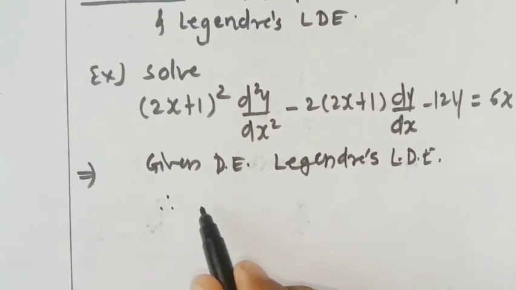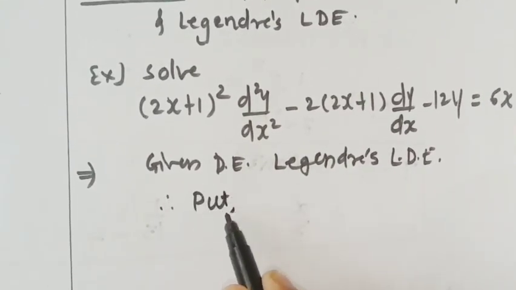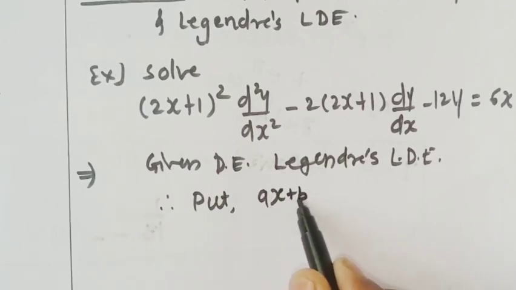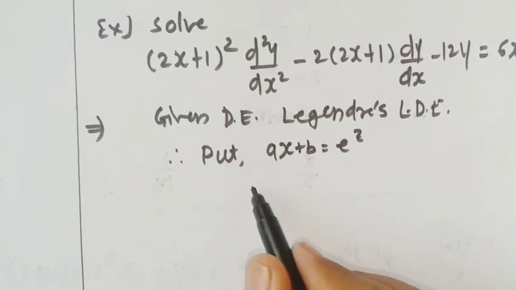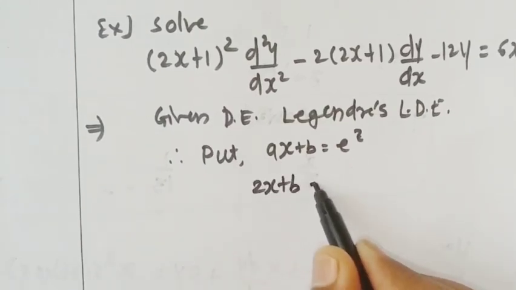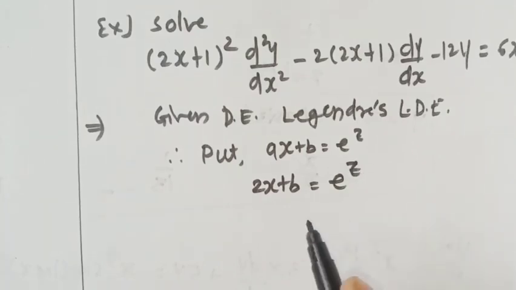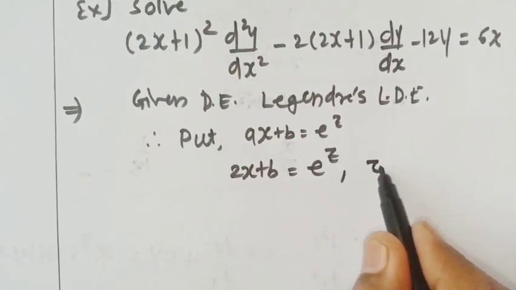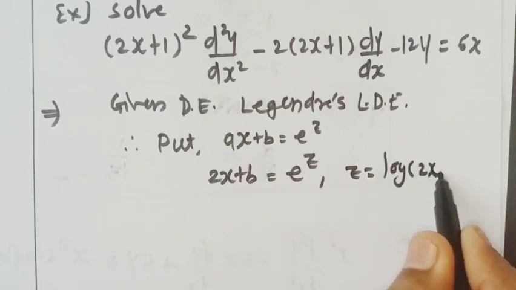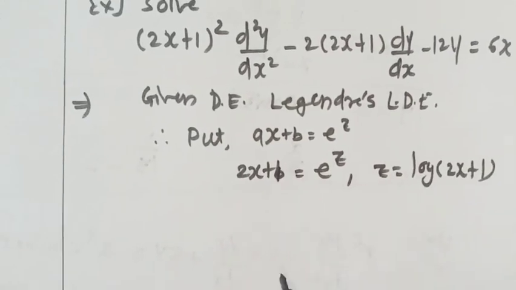Therefore, for Legendre's linear differential equation we have discussed the substitution also. We replace that factor ax + b by e^z. Here the factor ax + b is 2x + 1. We are going to put it equal to e^z. So this will imply z = log(2x + 1). Sorry, 1, not b.